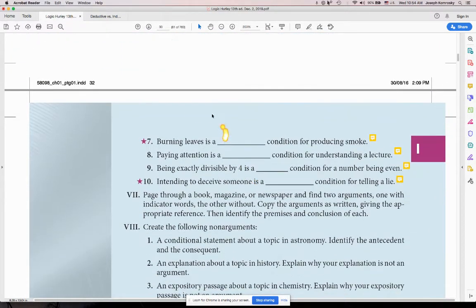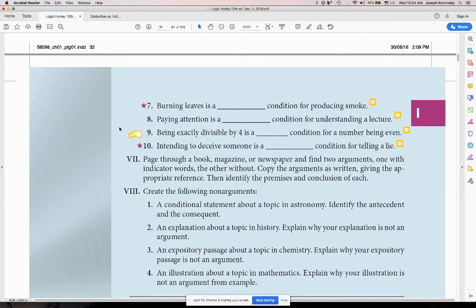What about this one? 7. Burning leaves is a blank condition for producing smoke. Is that sufficient or necessary? Could I have, in other words, can I have other instances of burning something to produce smoke? Sure, I can burn wood, I can burn cloth, I can do a bunch of things. So this is sufficient. Burning leaves is a sufficient condition. It counts as an instance of producing smoke, but could I have other instances? Yeah, I could burn wood, cloth, all kinds of other stuff. Now, it's not necessary that I burn leaves to produce smoke because I can have other things, not just leaves.